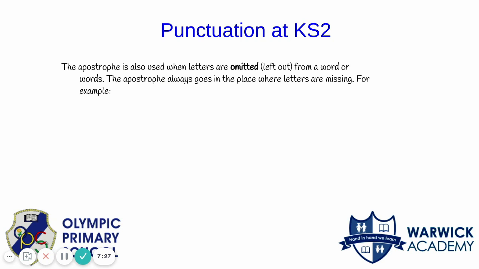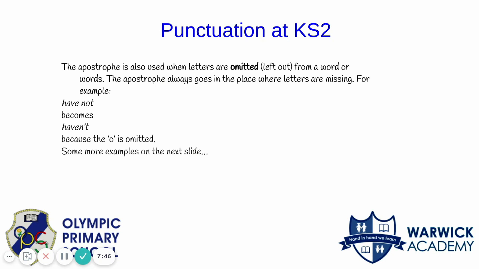We also use an apostrophe when letters are omitted, when they're left out from a word or words. The apostrophe always goes in the place where letters are missing. For example, have not becomes haven't, because the O in not has been omitted. There are some more examples on the next slide.